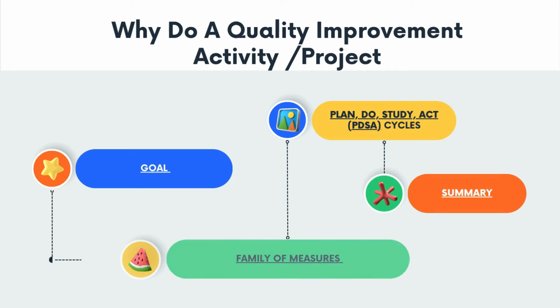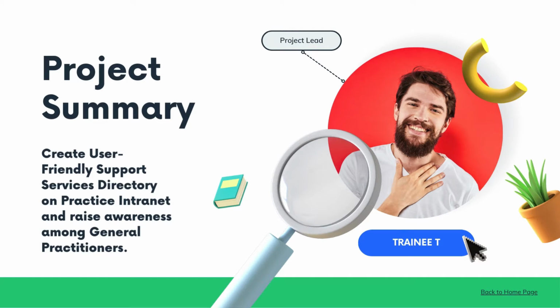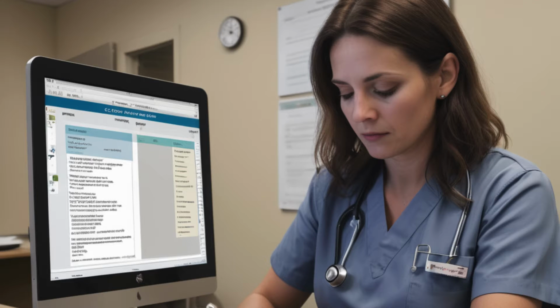Pick a goal, set up measures of progress, iterate your activities using the PDSA cycle, and present your findings to the practice. Meet T. He conducted thorough research to identify all the local support services available. A comprehensive list from mental health hotlines to domestic violence shelters and carer support groups to youth centers.